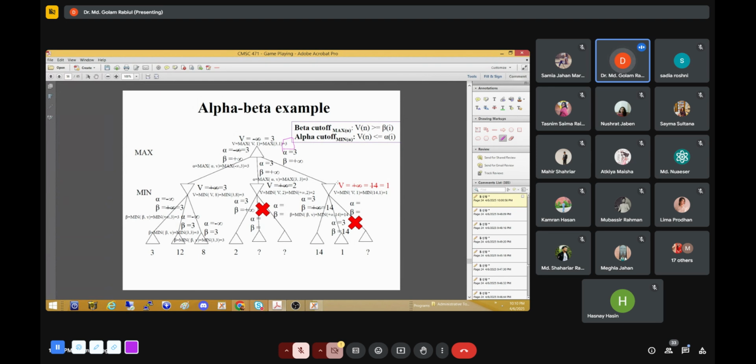And then this 3 actually is from which V? This is the V for that. This V is 3. Okay, so we have to move in this direction. And then this 3 is from which node? We can say this 3 is from this node. So this will be the search path for that. Okay, and that's the alpha beta pruning.